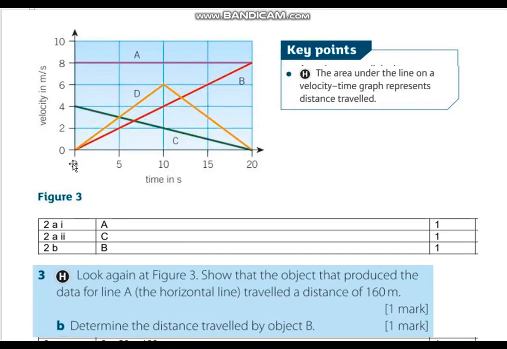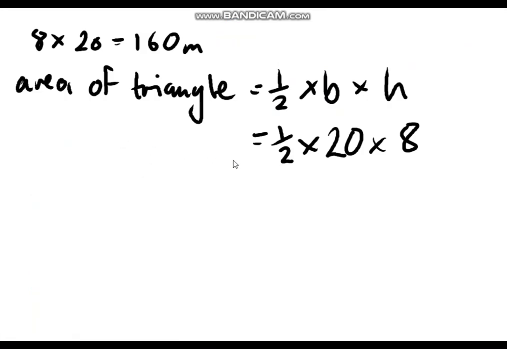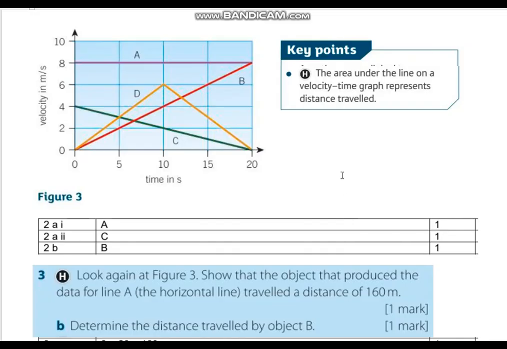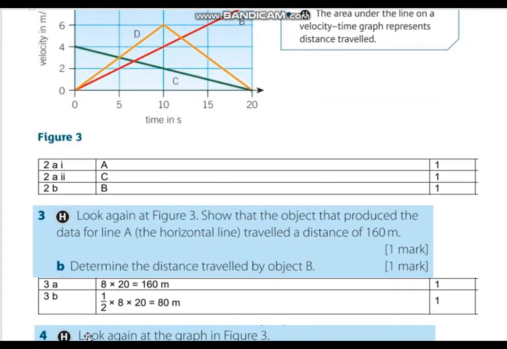I'll just confirm that by showing you here. So the base is time going from 0 to 20. The height, line B, goes up from 0 to 8 at the top. So half times 20 times 8. Well, a half times 20 is just 10, and 10 times 8 is 80. So the area under that line is 80, and its distance, so it's in meters. So you can see here the answers again that I've just explained to you.